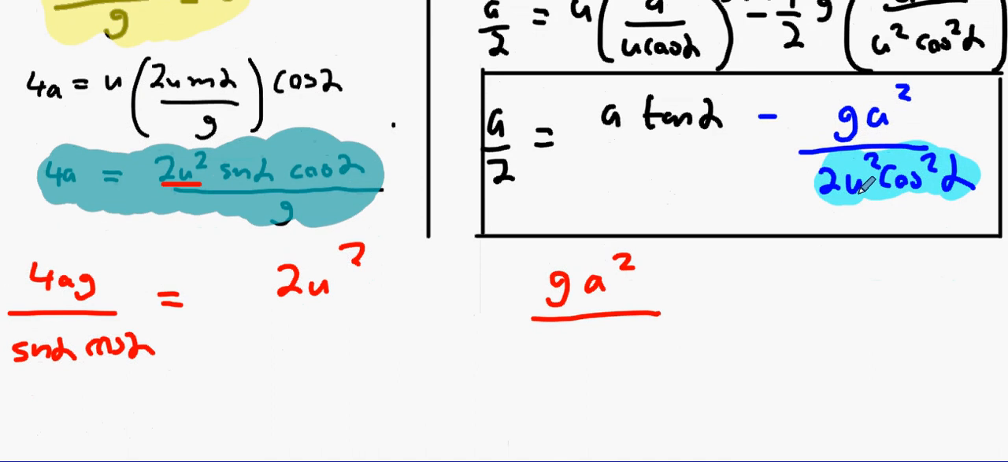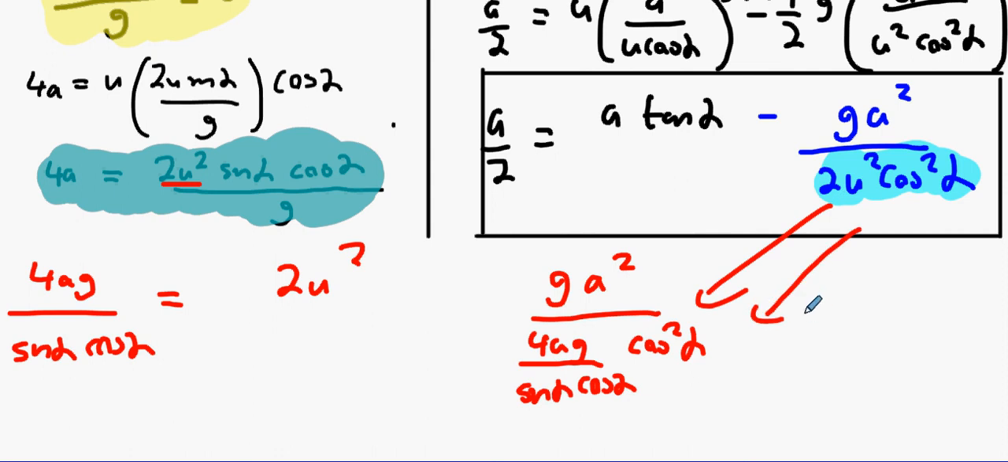I put in 2u squared, which is 4ag over sine alpha cos alpha. And then I have my cos squared alpha. Is everybody happy that blue part is the same as this part here? Just the blue part. Nothing else, okay? Next thing I'm gonna do is I'm gonna start chopping it down.